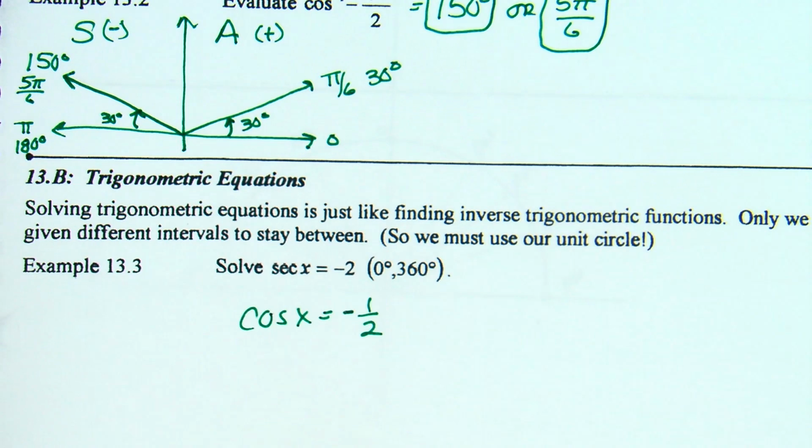Now, you can use the inverse function to get yourself started, but this isn't specifically saying inverse. So that means all 4 quadrants are available to pull answers from, as opposed to, if we do inverse, we only have 2 quadrants to pull answers from.